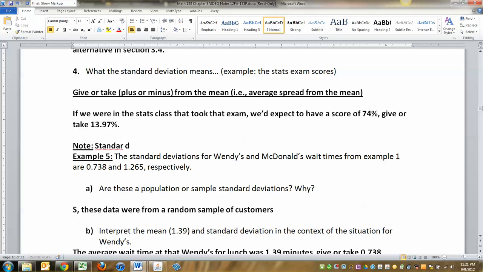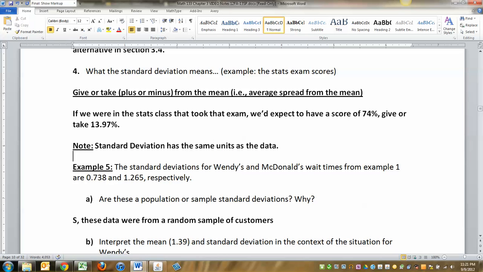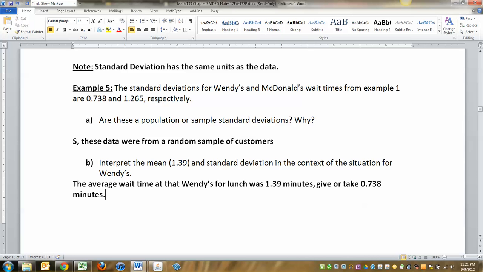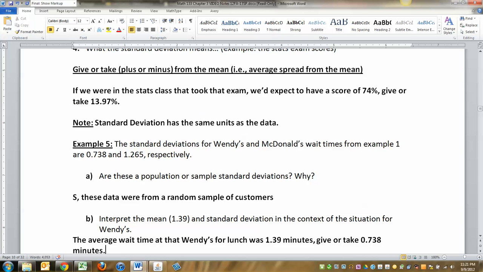Standard deviation has the same units as the data. Okay, so if your data is in minutes, then so is the standard deviation, as is the mean as well. If your data is percent, then so is the standard deviation.